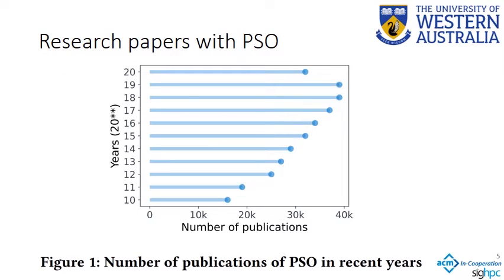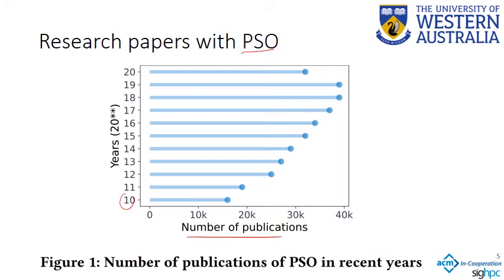We have also done some research on the popularity of these PSO algorithms, and the numbers are based on Google Scholar. The x-axis is the year, and the y-axis is the number of publications. From 2010 to 2020, as we can see, the number of publications has been quite large, almost always more than 10,000. So PSO is still an active research area, or at least it has been widely used in the community.